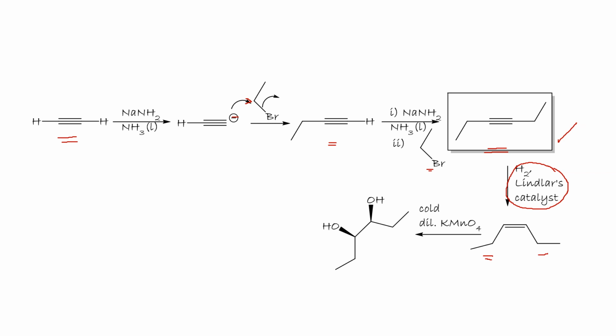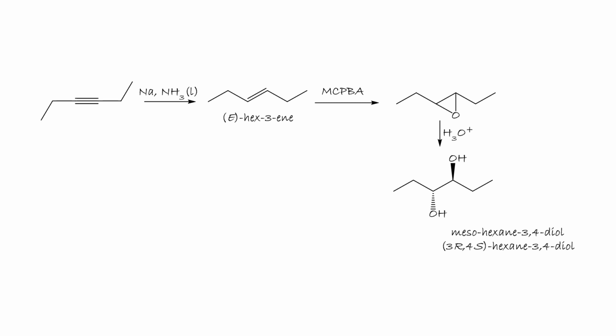To get the dihydroxylation on the same direction, we use cold dilute potassium permanganate. Here we are, we have the meso compound. If we start with hex-3-yne with sodium and liquid ammonia, we get the anti-hydrogenation, and we obtain E-hex-3-ene.